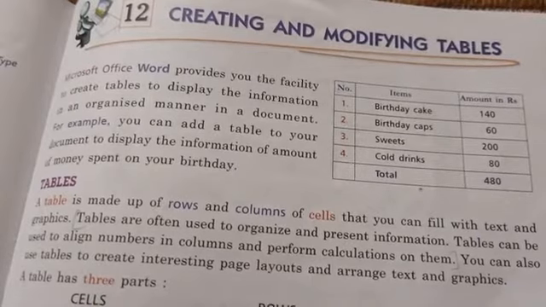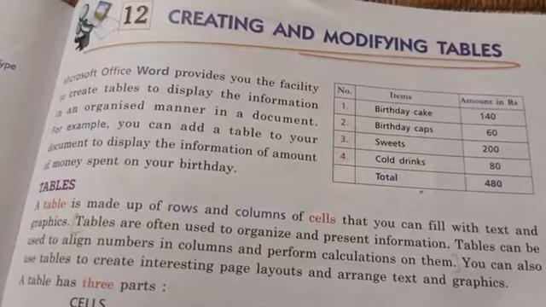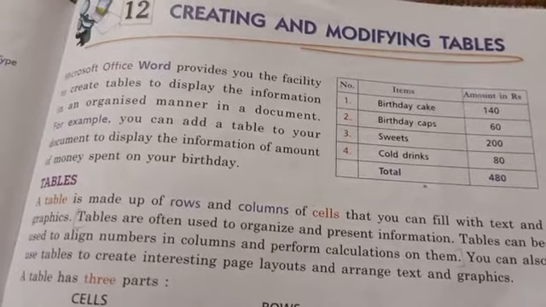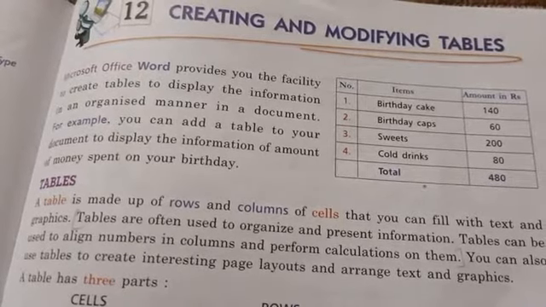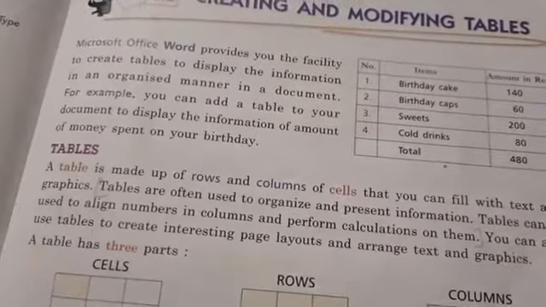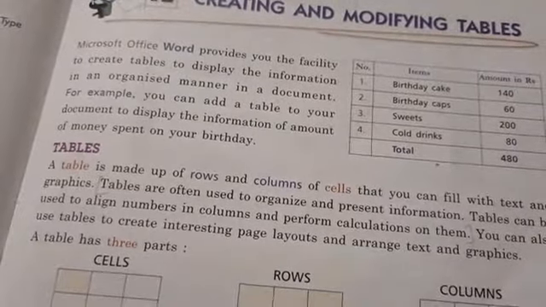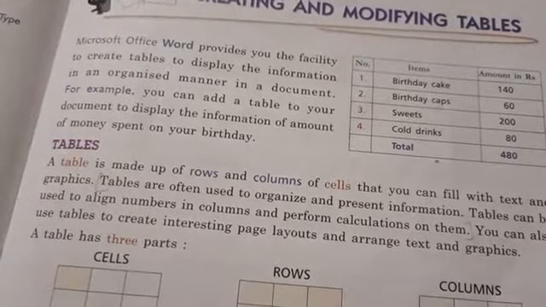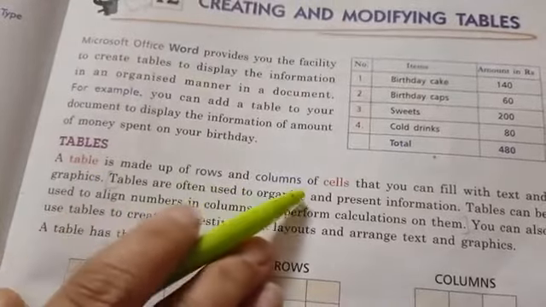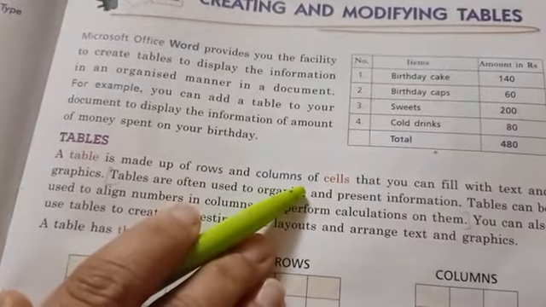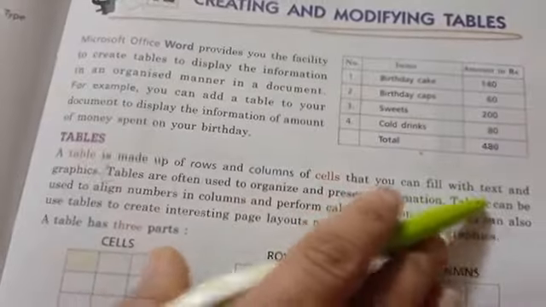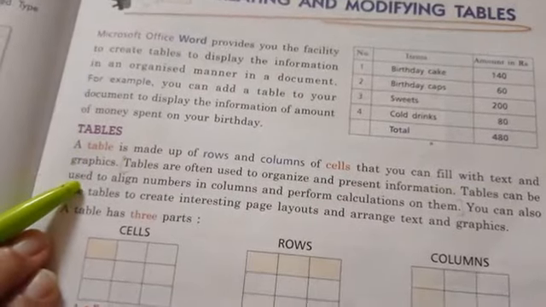Students, today we are going to revise our 12th chapter, Creating and Modifying Tables. You know, students, how we can create tables? First, we will know what a table is. A table is made up of rows and columns, of cells that you can fill with text and graphics.